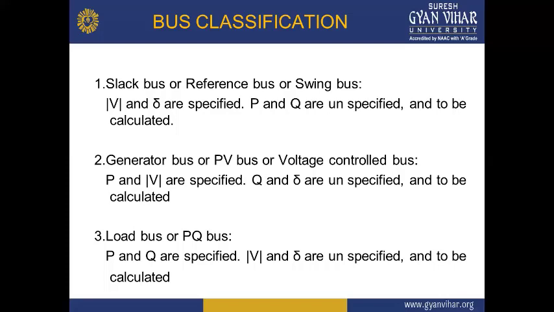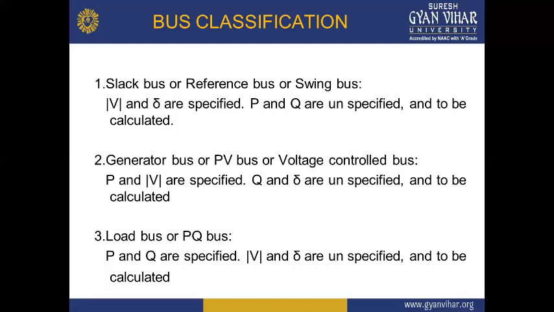Second is the generator bus. It is also called the PV bus or the voltage control bus. As the name suggests, the PV bus is a bus in which the real power and the voltage magnitude are specified. That means we do not have knowledge about the reactive power and the angle of voltage. These are unspecified and we have to calculate these two unknown values.